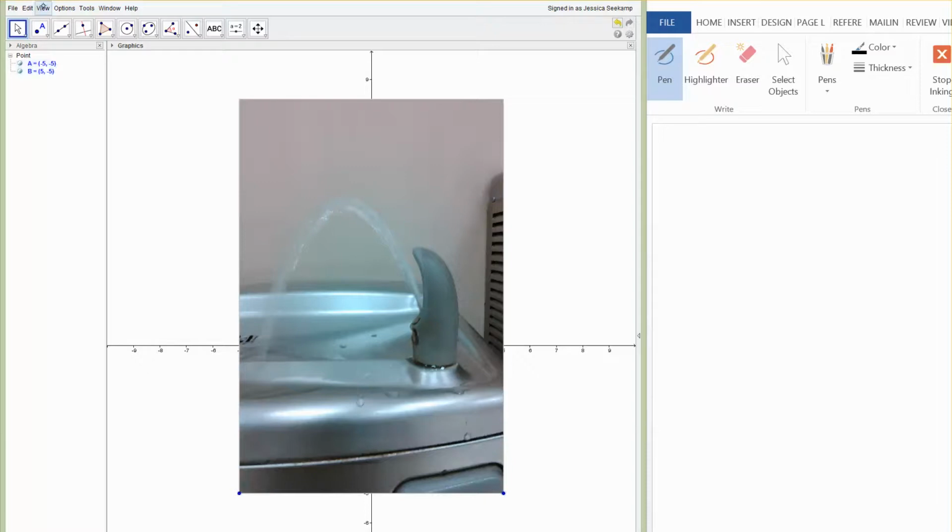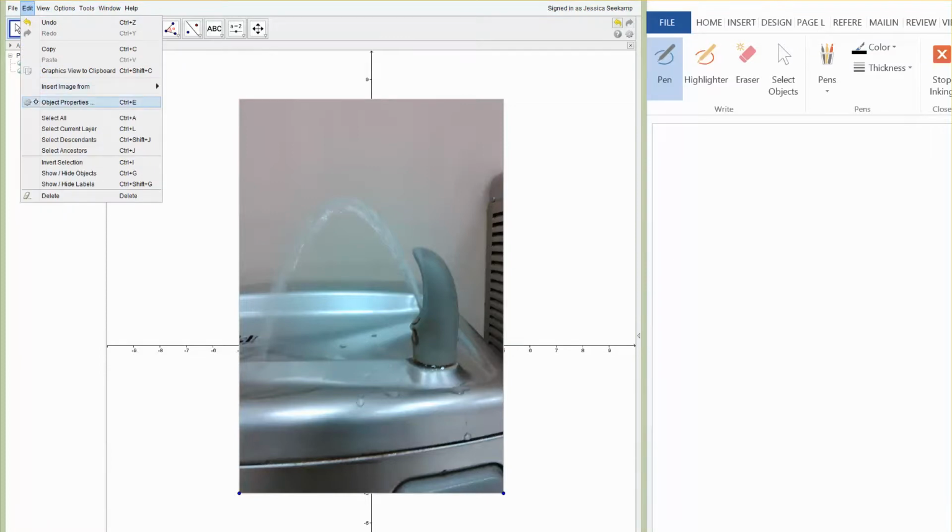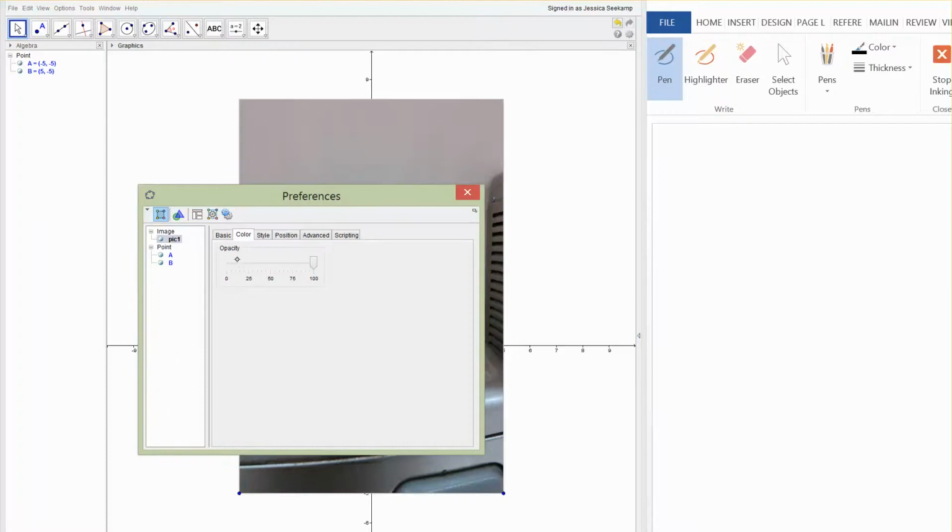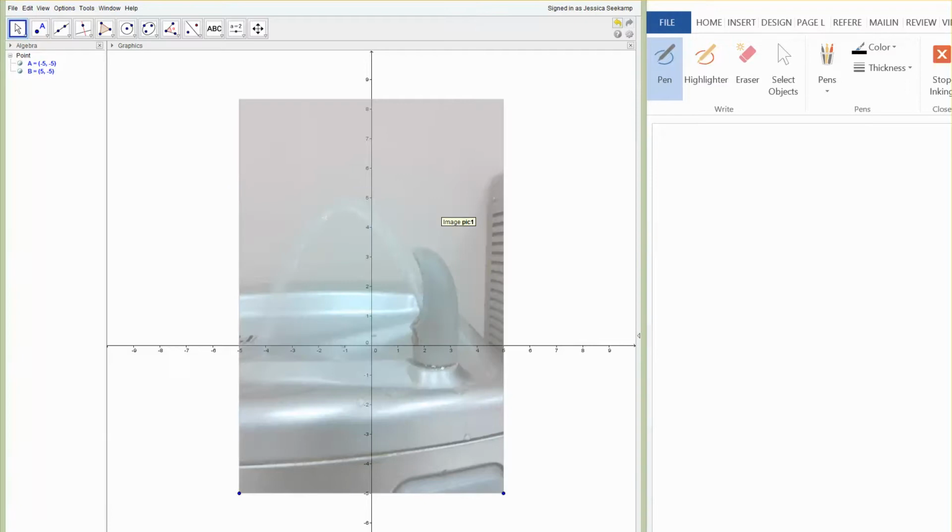So just select it and come back up here to your menu, and I believe it is under Edit, Object Properties. And then go under Color, the Color tab right there, go to Opacity. On opacity, you want to change this down, make it more grayscale, to maybe a little over 50%. And then close that, and you can see now this is more of a transparent background, and you can actually see your Y and your X axis.